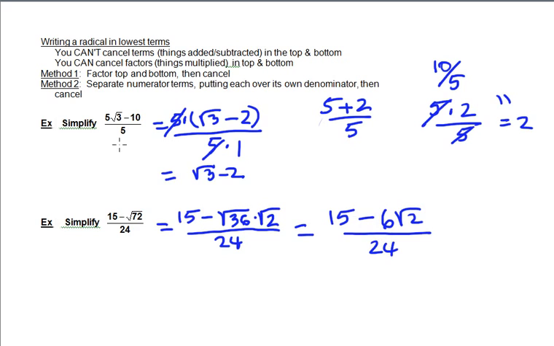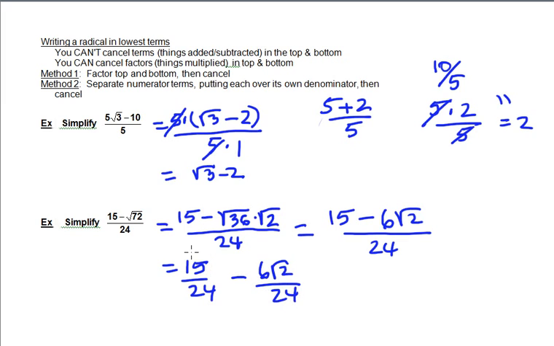Now we could go back and do this problem by method 1, where we factor this numerator, taking out a common factor of 3. But another way to do this problem is to separate the numerator terms, putting each term over its own denominator. So I can think of this fraction with two terms as being 15 divided by 24 as the first term. And then the second term we've got here subtracted, so we've got minus here, 6 times the square root of 2, also divided by 24.